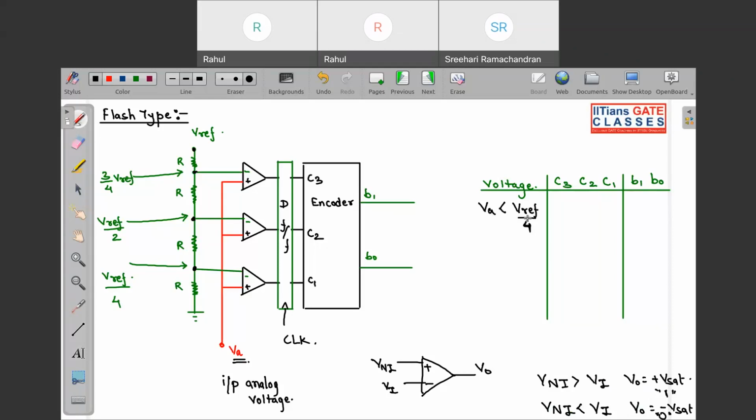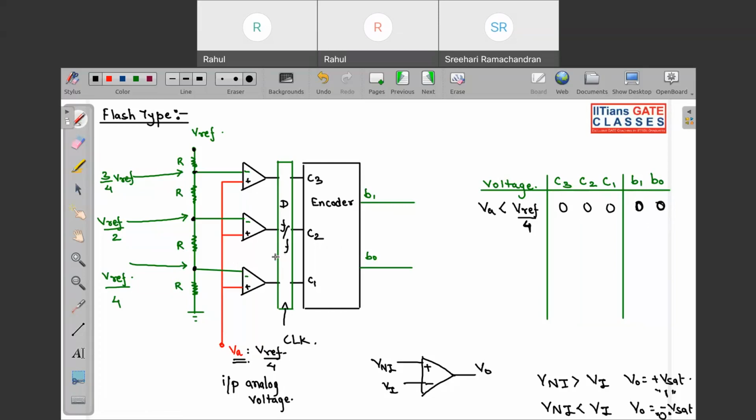So I am telling that VA is less than Vref by 4. That means if V is less than even Vref by 4, you can see all the non-inverting terminals are less than the inverting terminal. So everything will be 0, 0, 0 over here. So for this, B1, B0 will correspond to 0, 0.